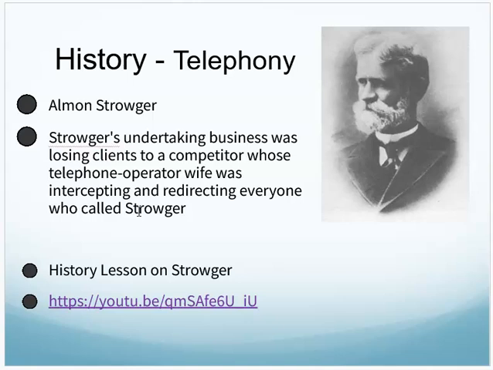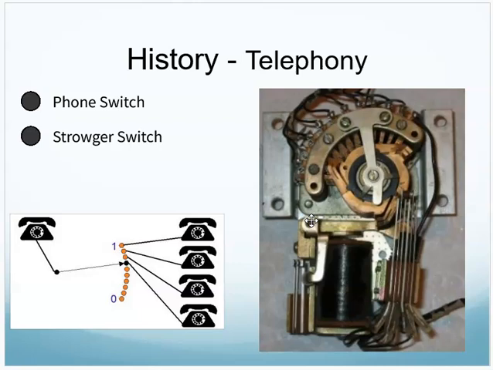Legend has it, he was an undertaker in the town, and the other undertaker in the town, we'll call him Frank, Frank's wife worked as a switchboard operator. So anytime a call would come in for an undertaker, that person sitting at the switchboard would route the traffic to obviously her husband and cut out Almon Strowger. He would not get the business, if you will. So, just like human nature, you irritate somebody enough, they're going to go invent something. Almon Strowger, so to speak, went to the basement and started working on creating the first phone switch.